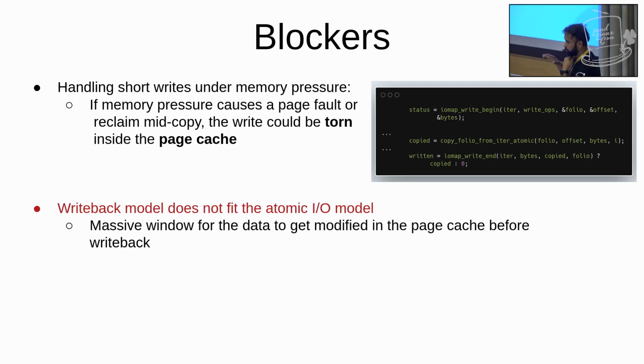I think the biggest problem the community had was the model itself. As I said, in buffer IO, you write something to the page cache, and the write back thread comes much later on, and it can evict the pages and send them to the device itself. And it doesn't really fit the model of how atomics and the write back model work in the kernel.